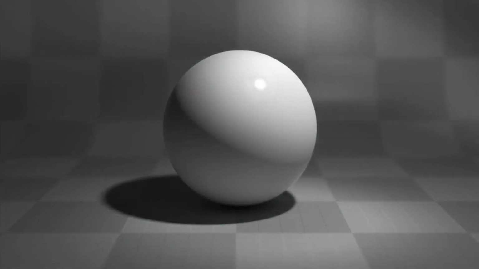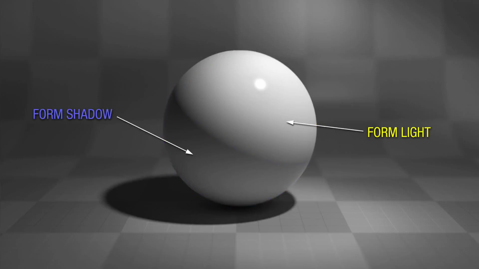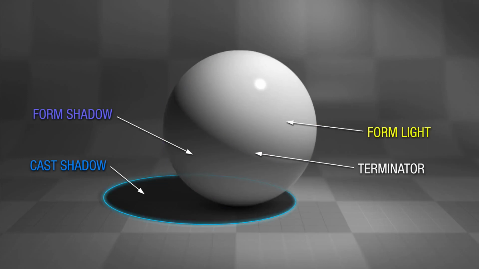So, we have them all. Let's review the 12 modeling factors. The first 4 help us to separate light and shadow. They are form light, form shadow, the terminator, separating the two, and projecting the cast shadow onto the floor. The remaining 8 modeling factors allow us to actually create form and realism.